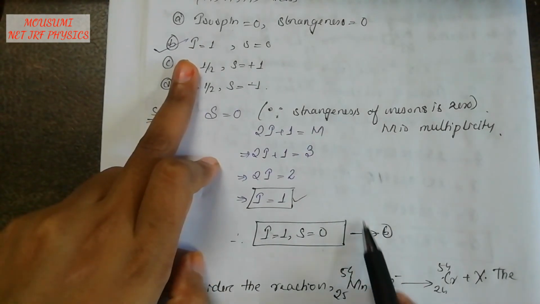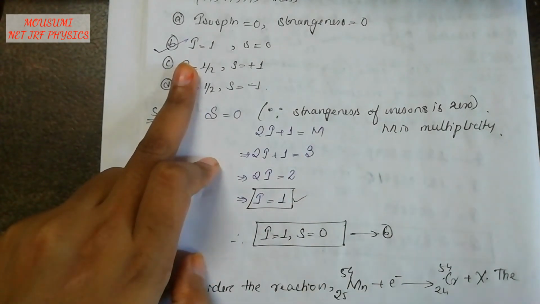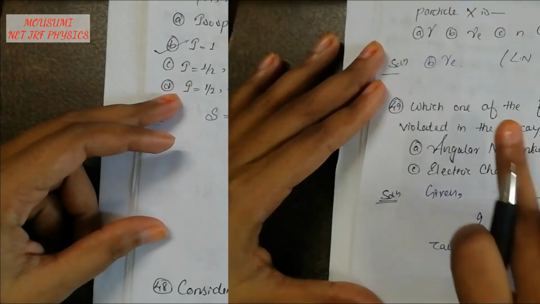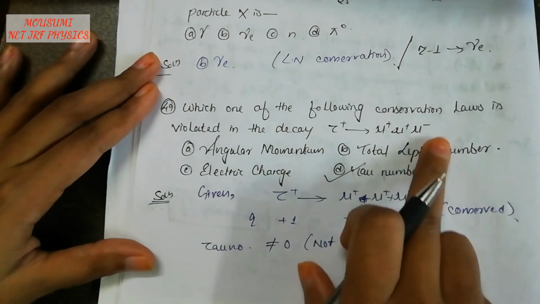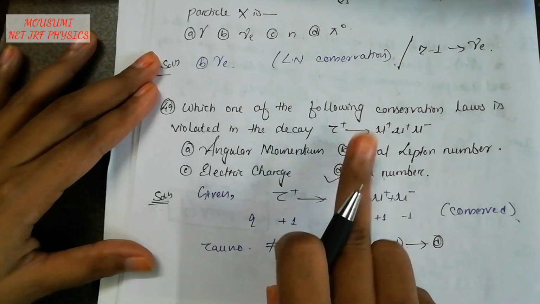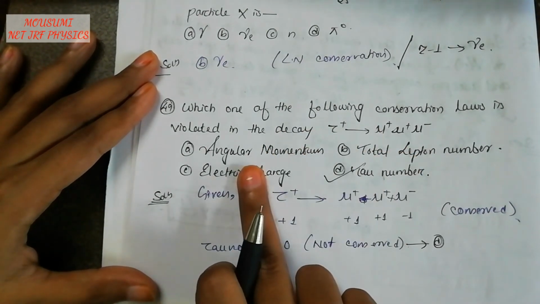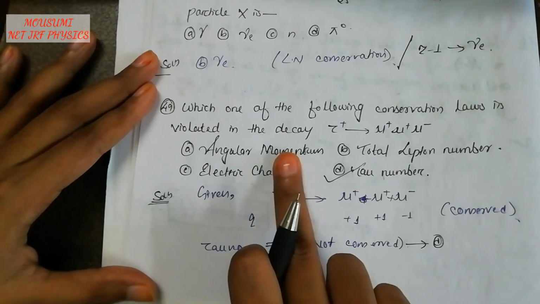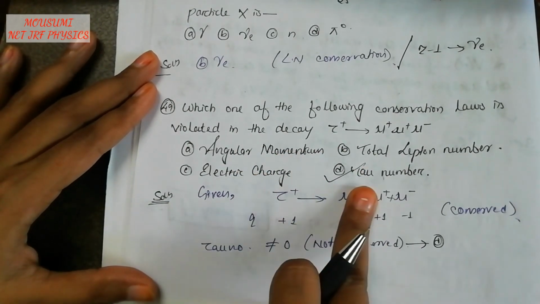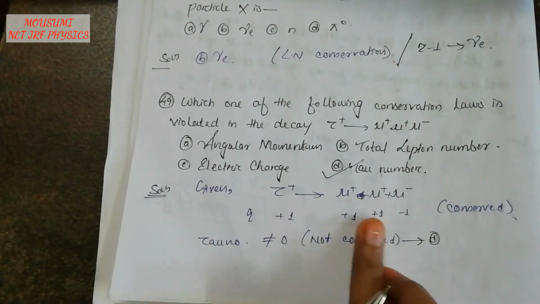So this is very simple. You can just find it within a few seconds. Now let's come to the next question. Here we have a decay process given to us. We have to see which conservation law is violated in this decay. So here we have four options: angular momentum, total lepton number, electric charge and tau number. This is the reaction given to us.